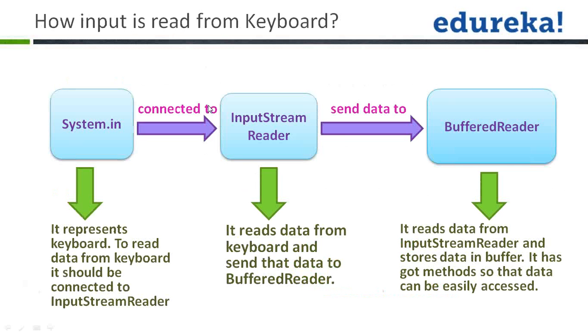Okay, moving on. How is input read from the keyboard? So this is a small diagram to explain how the input is taken from the keyboard. This is the System.in class. Okay, it represents the keyboard. To read data from the keyboard, it should be connected to InputStreamReader. Now the InputStreamReader reads data from the keyboard and sends that data to the BufferedReader. It reads data from the InputStreamReader and stores the data in a buffer. It has methods so that data could easily be accessed, right?